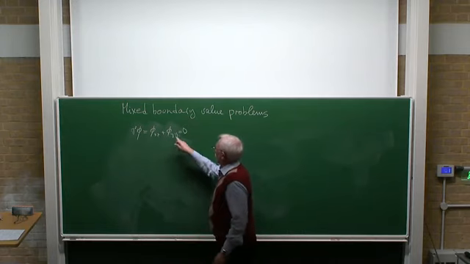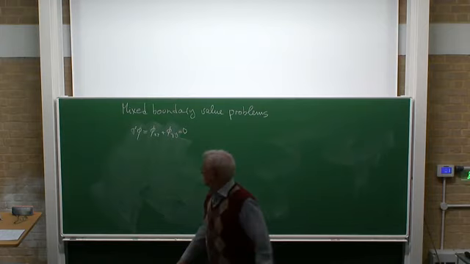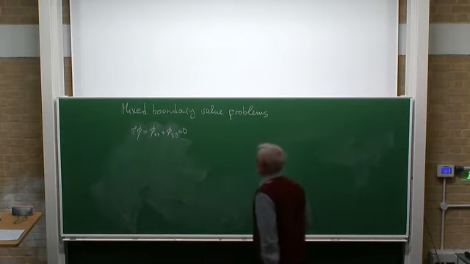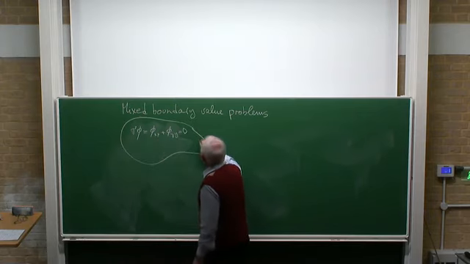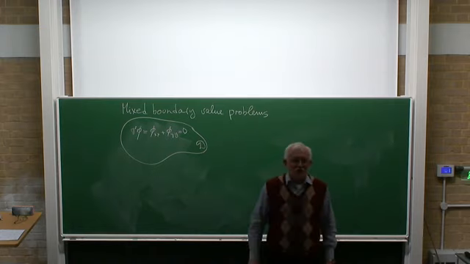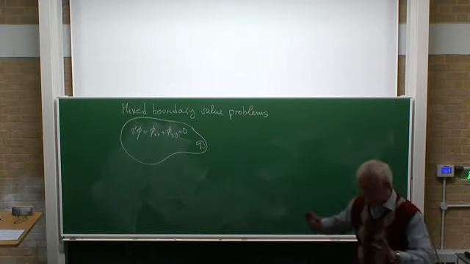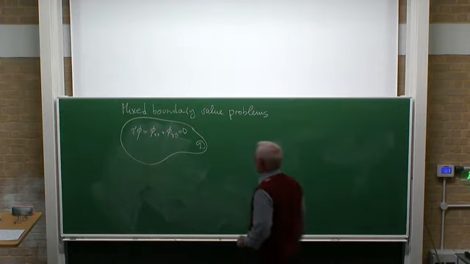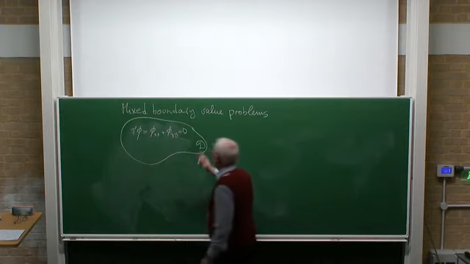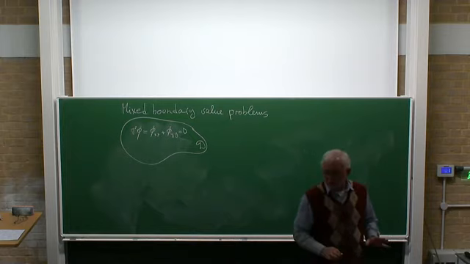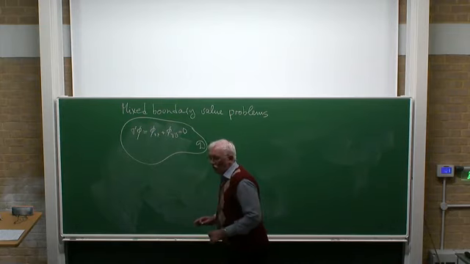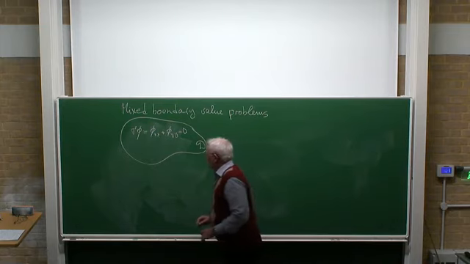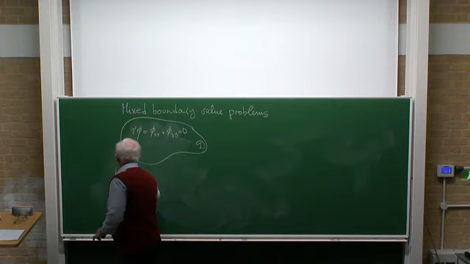So here x and y are coordinates, and phi is a function to be determined. And this equation is solved in a region D. So we need to know where it's solved. The solution of that equation for a given region is not unique, and we need to specify it. To do this, we impose the so-called boundary conditions.